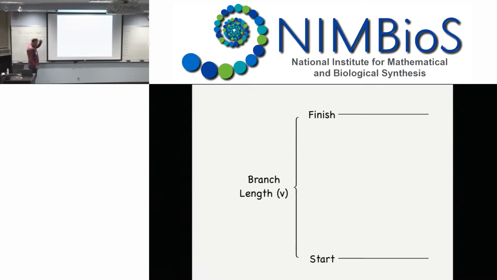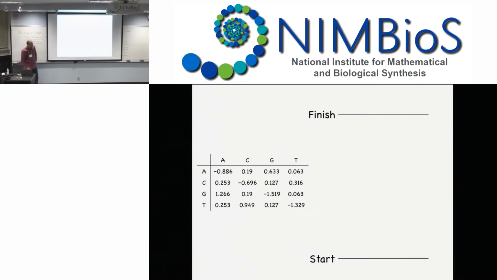and think about how we might simulate DNA sequences. The first thing we want to do is think about a branch, and we're going to think of the lower end of the branch as the starting point for our simulation, and the top end of the branch as the finish line. The length of the branch, V, is how long the race will be run. Here's our rate matrix, the same rate matrix I showed you earlier.